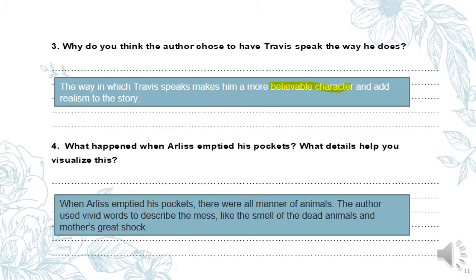Number 4, what happened when Arliss emptied his pockets? What details help you visualize this? Visualize means that you have an idea, a picture, an image in your mind. When Arliss emptied his pockets, there were all manner of animals. The author used vivid words to describe the mess, like the smell of the dead animals and the mother's great shock. Like we read before, it throws her into spasms.